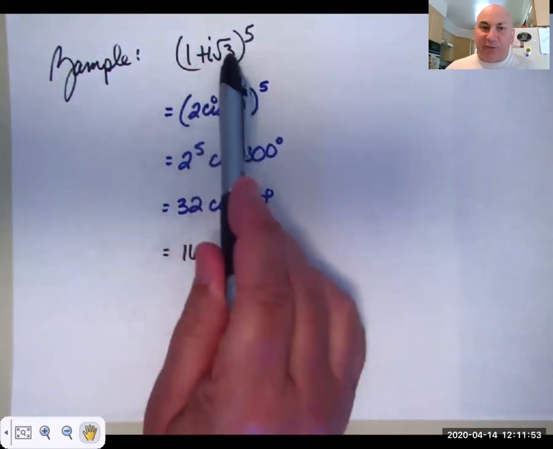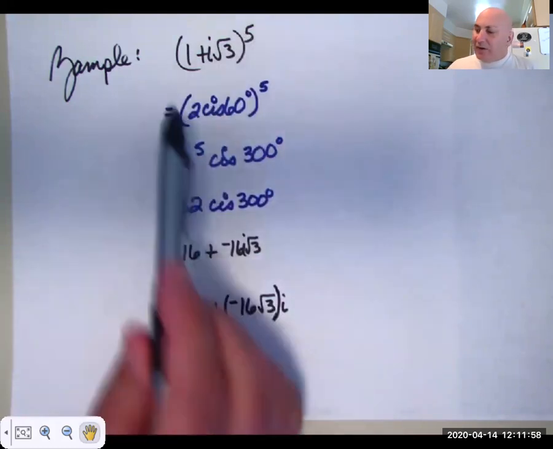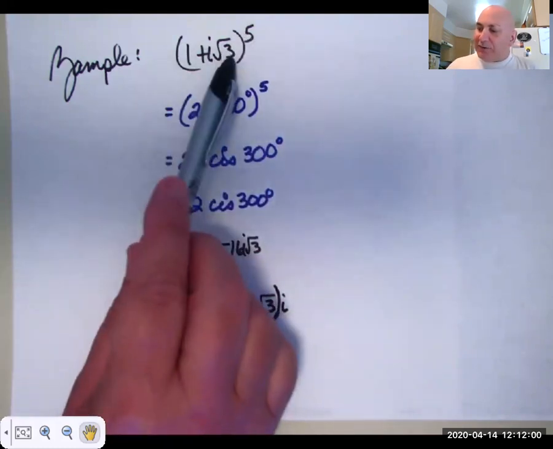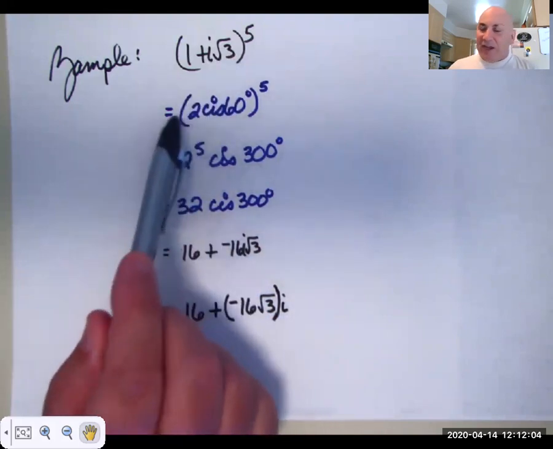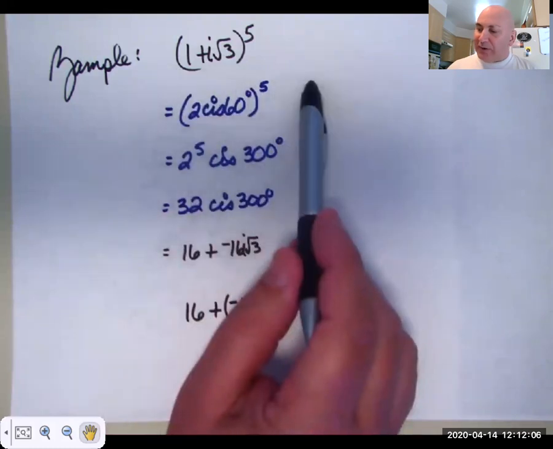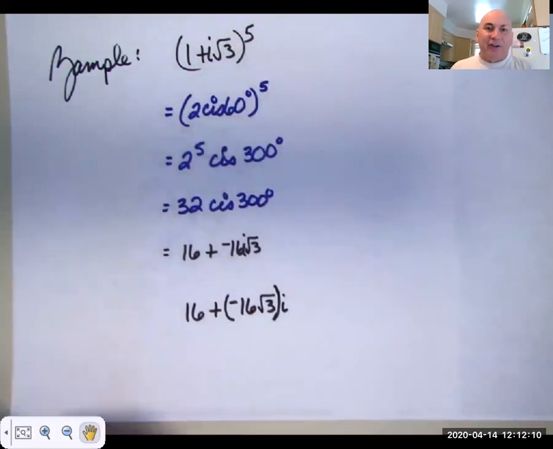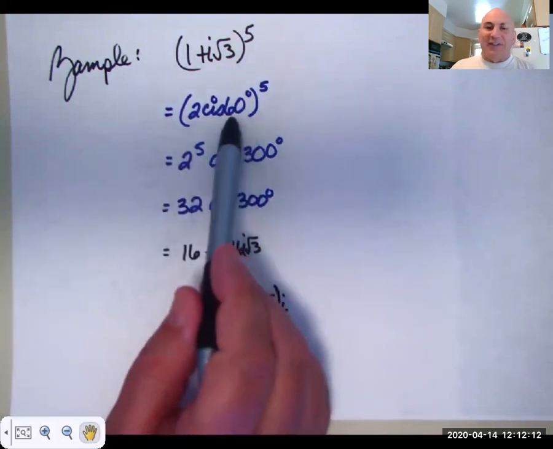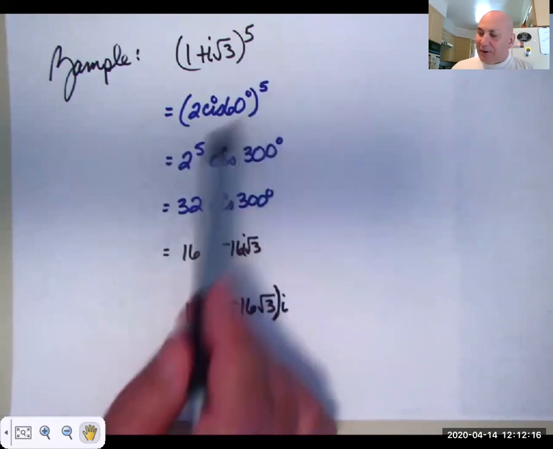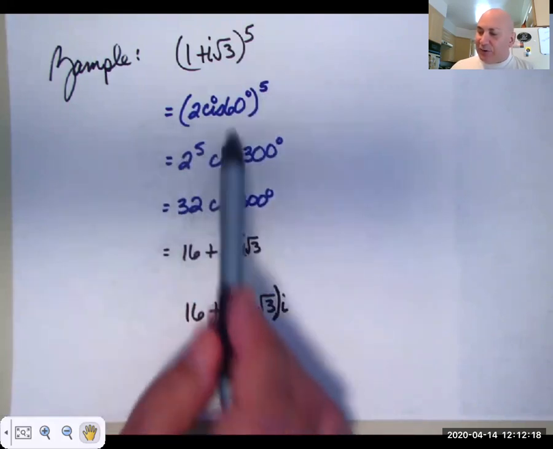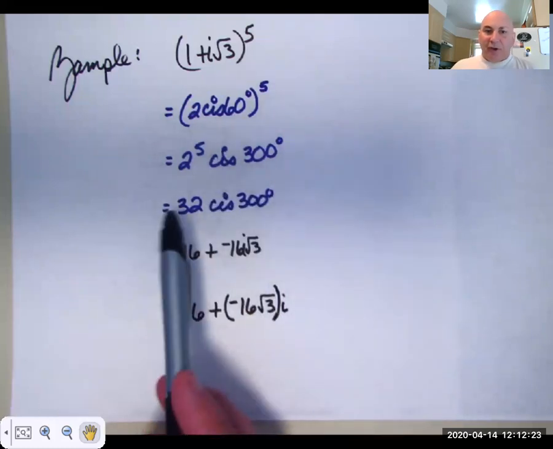1 plus root 3 times i, raise it to the fifth. Well, 1 squared is 1, root 3 squared is 3, 1 plus 3 is 4, square root is 2. And you should know going over 1, up root 3 is the same as going over 1 half, up root 3 over 2. Unit circle wise, it's going to be 60 degrees to the fifth power. 2 to the fifth is 32, 60 times 5 is 300 degrees.